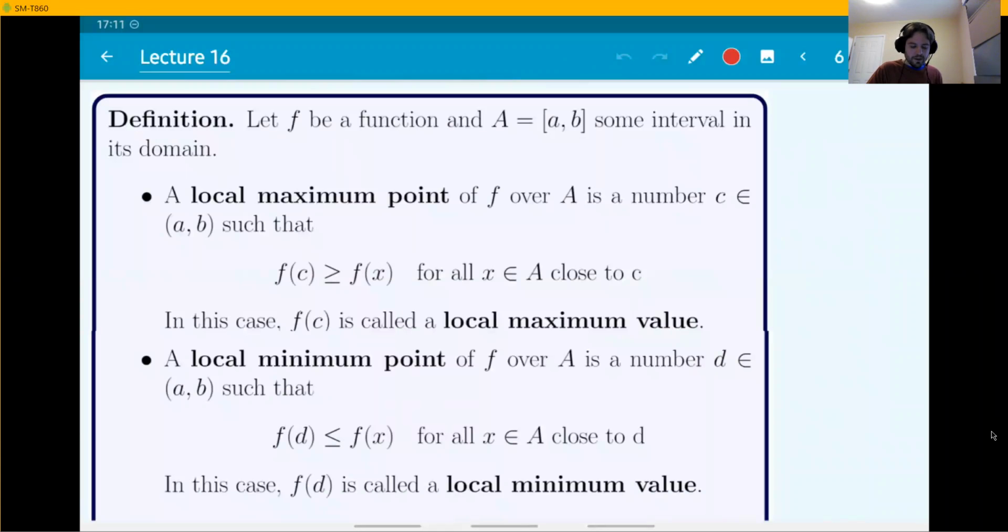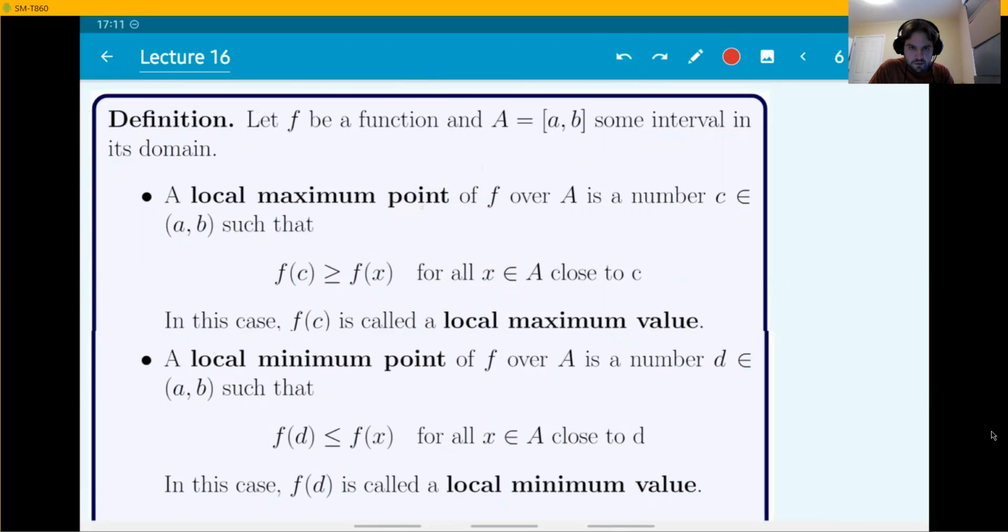Yes, so now we finally finished discussing this idea of global things. We're now going to turn to local things. It is very similar. Local just means that you're not looking over the entire set A. You're just looking around the point. So take a function f, take some closed interval between A and B, a local maximum point. Point is the word here, and then we're going to say value later.